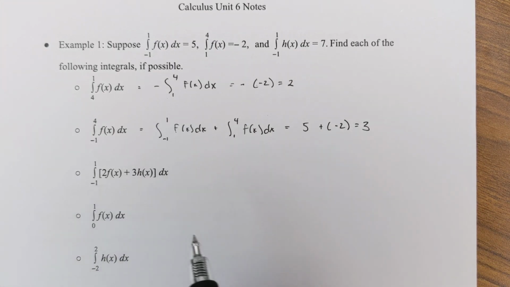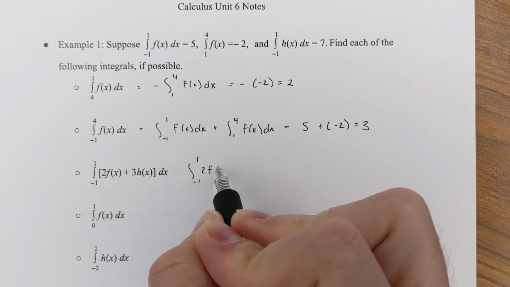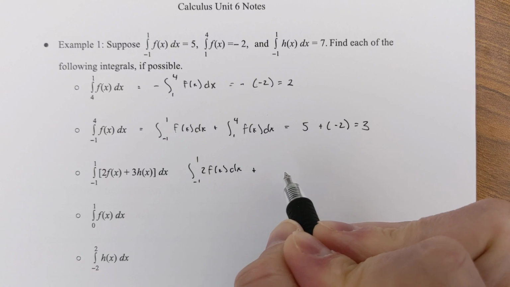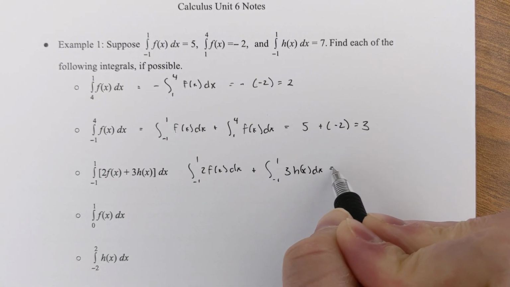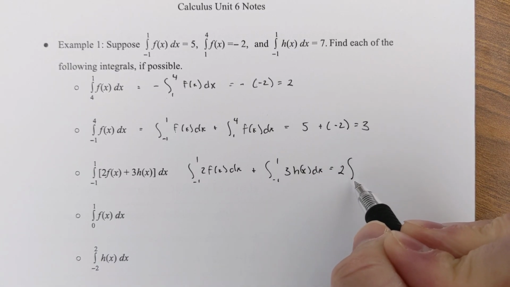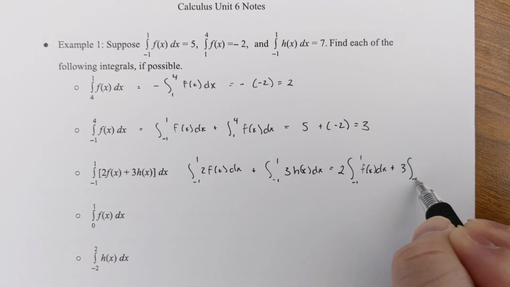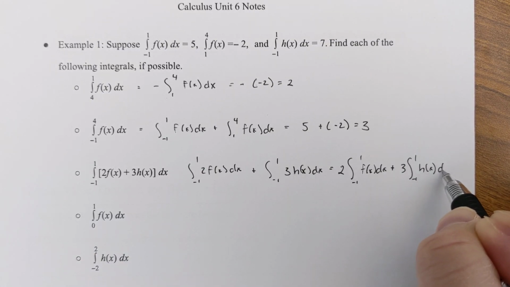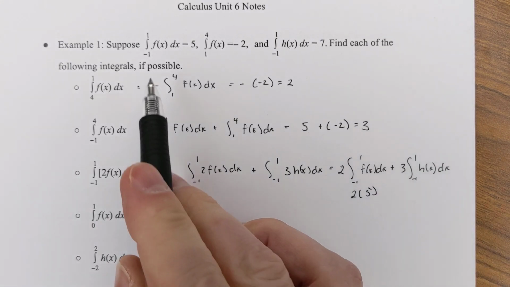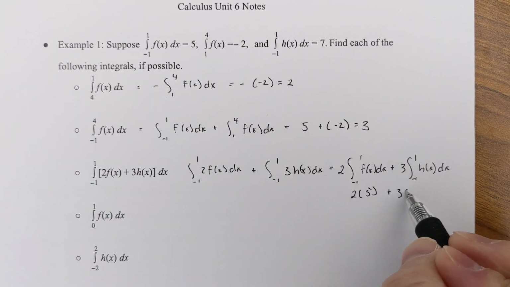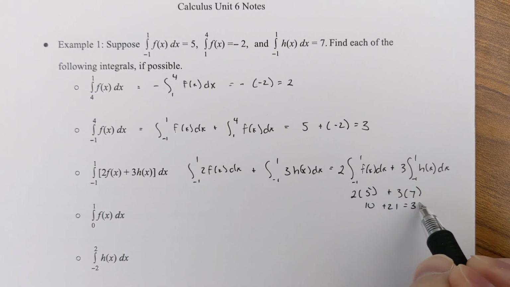So this one, we're going to break it first. Normally I wouldn't do this. -1 to 1 of 2f of x dx plus -1 to 1 of 3h of x dx. Well, I can factor those constants out, so 2 times the integral from -1 to 1 of f of x plus 3 times the integral from -1 to 1 of h of x. Well, I know that value, that's 2 times 5, it's right there. This one is 3 times 7, it's right there. So this is 10 plus 21, so the whole thing is 31.